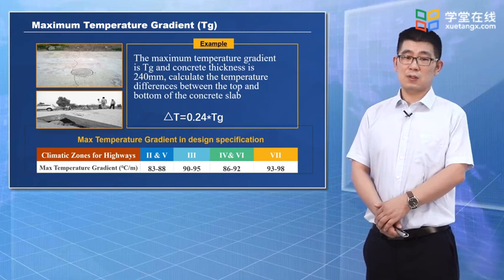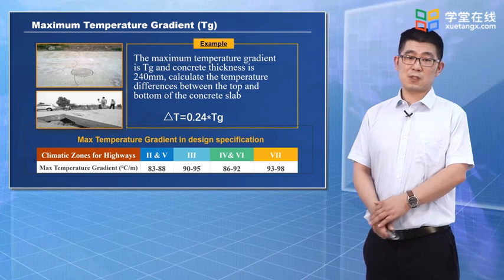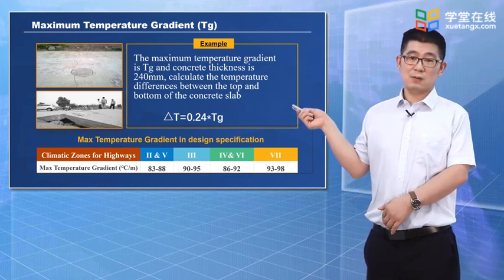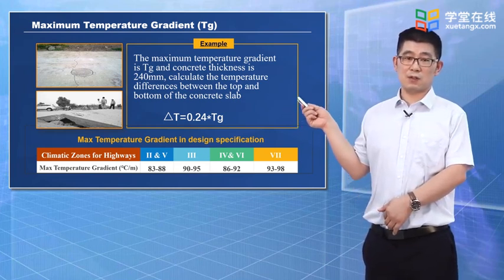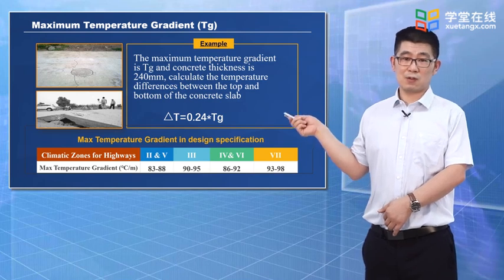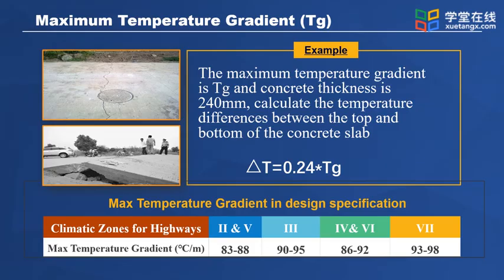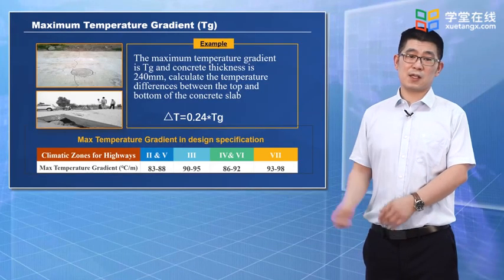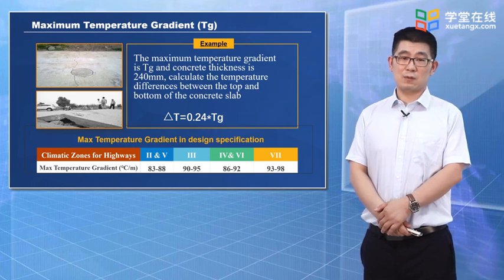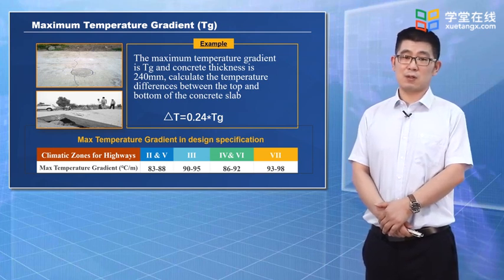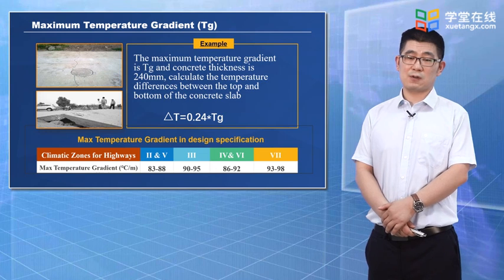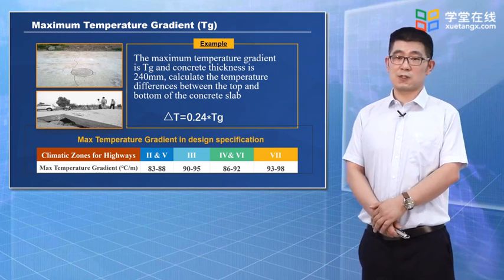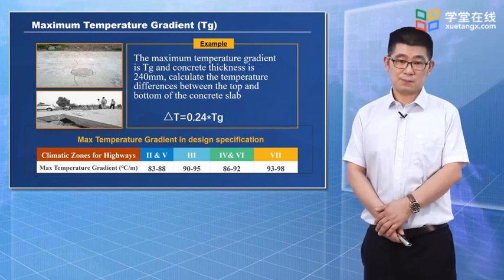In the National Pavement Design Specification, the maximum temperature gradient is recommended. One can find the TG according to the level 1 climate zoning. For instance, the project is located in the zoning 3. The TG is between 90 and 50. If the 90 is selected, delta-T equals 0.24 times 90 equals 21.6 Celsius. More details will be introduced in Chapter 6 of this online course.